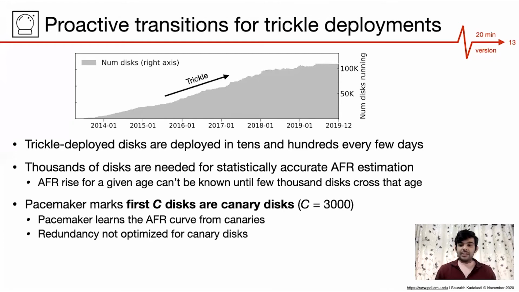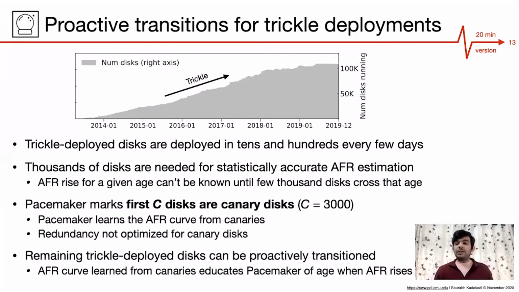So Pacemaker marks the first few thousand disks, in this case 3,000 by default, as canary disks. And Pacemaker only learns the AFR curve from these canary disks without optimizing the redundancy for them. So canary disks are always protected with the highest level of redundancy that's possible. By understanding the inflection points of the AFR curve and the ages at which the transitions are required, Pacemaker then applies this knowledge to the bulk of the disks that follow from behind and proactively transitions those disks such that they can be safely rate limited.